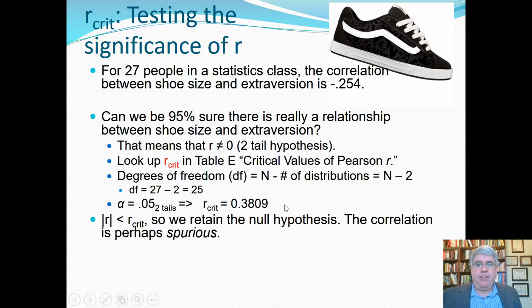That means that with a sample size of this size, if the absolute value of the correlation is higher than this R crit, then we can be pretty sure it's not spurious.